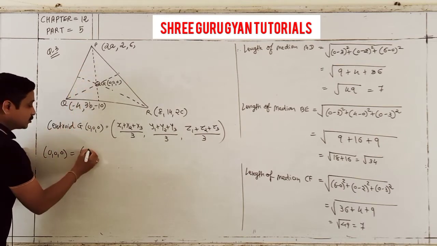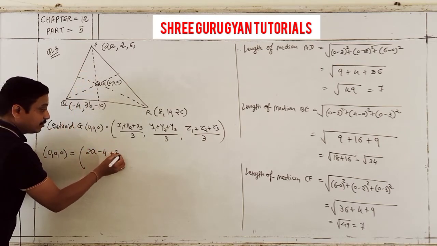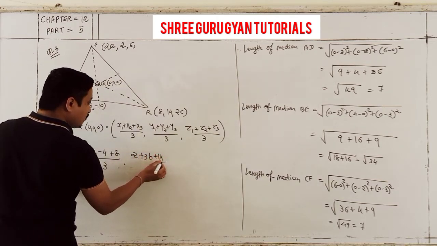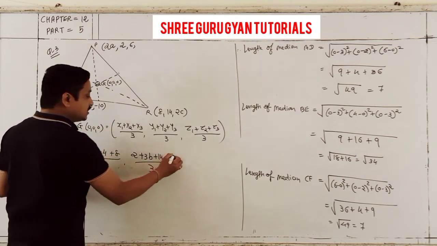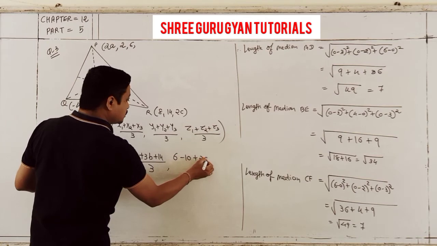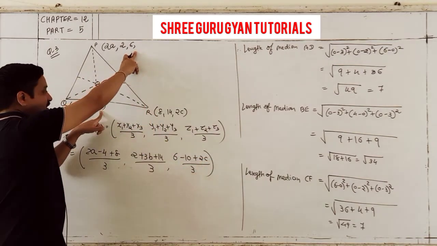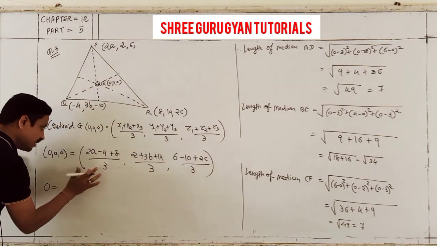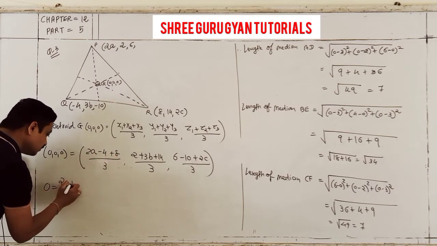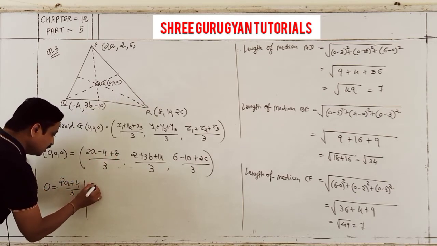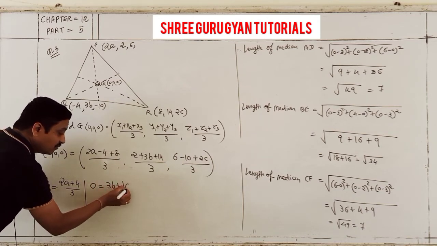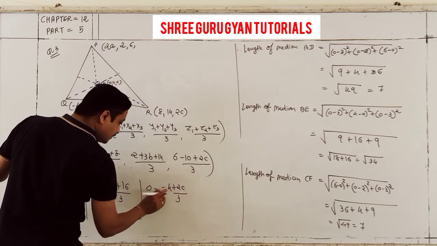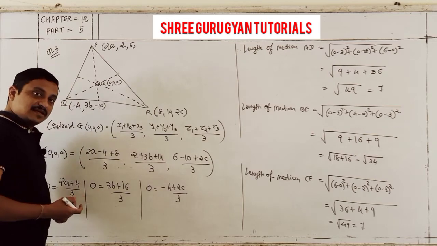So put in the values. x1 is 2a, x2 is -4, and x3 is 8, all by 3. Similarly 2, 3b, 14 by 3, and last 6, -10 plus 2c by 3. Now simply calculate. So 0 is equal to 2a plus 4 by 3. Similarly 0 equals 3b plus 16 by 3, and last, 0 equals -4 plus 2c by 3.